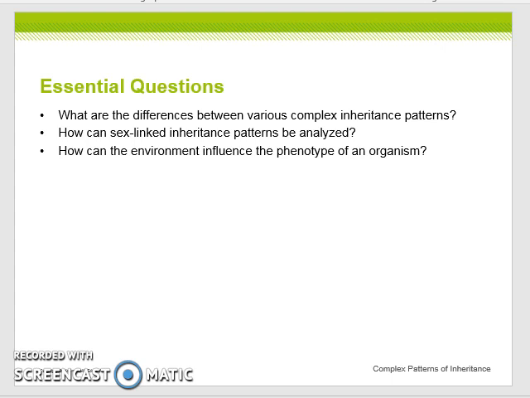How can sex-linked inheritance patterns be analyzed? And how can the environment influence the phenotype of an organism?